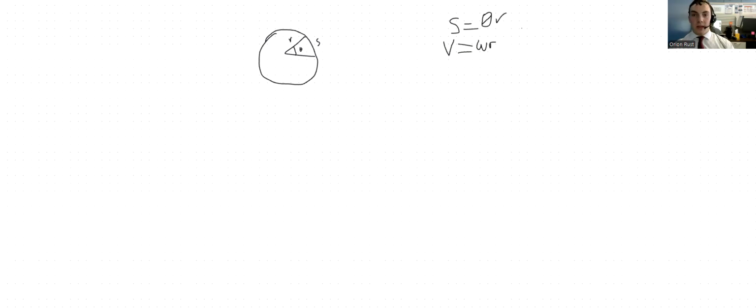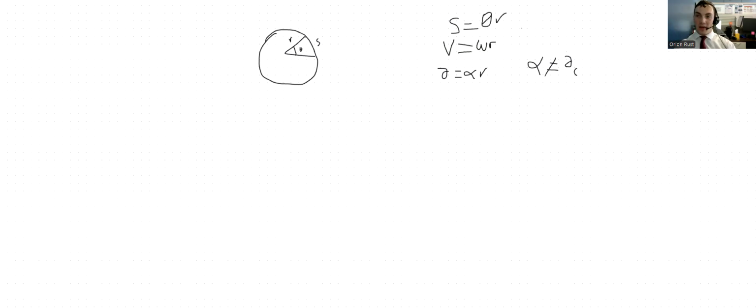Then, of course, we have acceleration, which is equal to alpha, our angular acceleration, times r. Now, don't confuse alpha with centripetal acceleration. These are two different things. These are not the same. Our alpha is in terms of radians per second squared, and our centripetal acceleration is a linear acceleration.